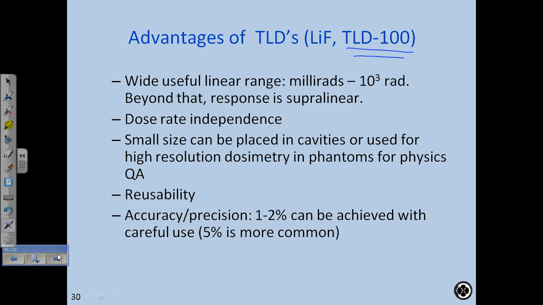So if you're running your machine at 200 MU per minute versus 1,000 MU per minute, it's not going to make a difference. The small size can be placed in cavities and can be used for high resolution dosimetry. So if you put the chips close to each other, you can get better resolution in a chamber, for example. You can reuse them. So we would use them on a patient, and then we would re-anneal them. So we put them in the ovens again. We heat them up again, and then we can reuse them again.